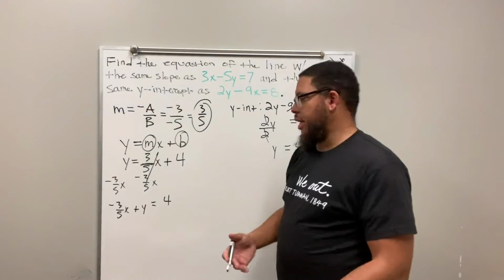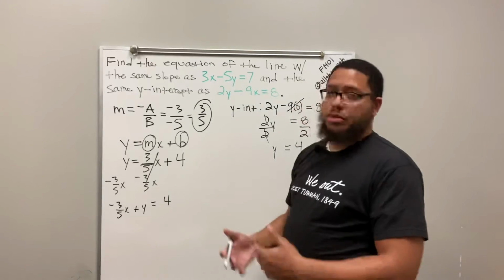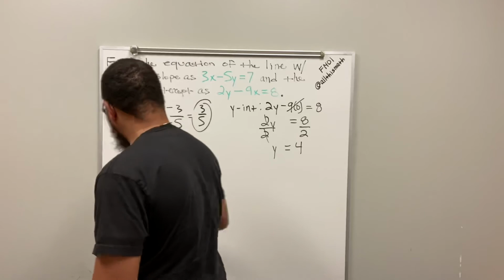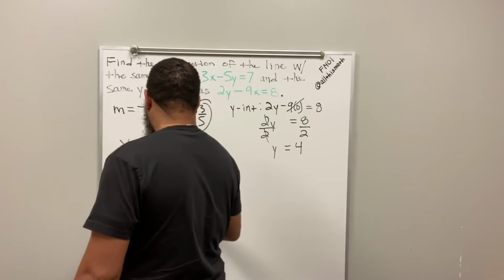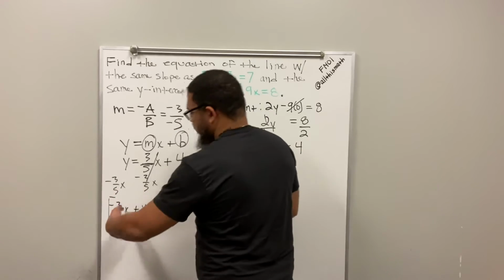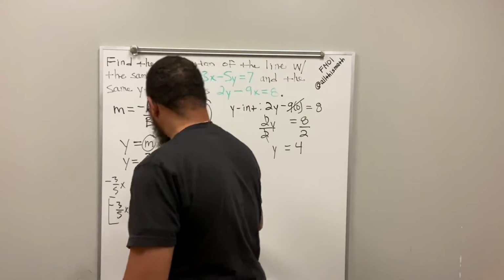I mean, it doesn't make the answer wrong technically if you leave it as a negative, and it's not going to be wrong if you make it positive. So I'm going to just multiply the whole equation by -5. So -5 times -3/5 is going to be positive 3x.